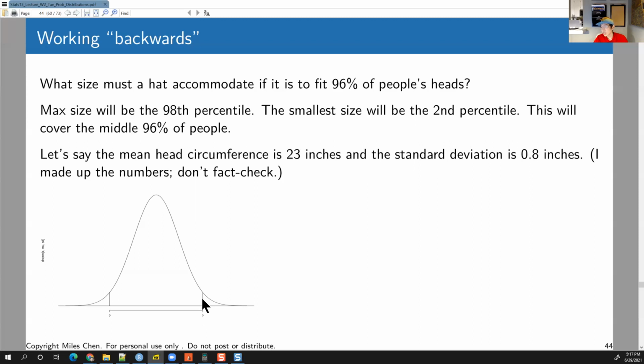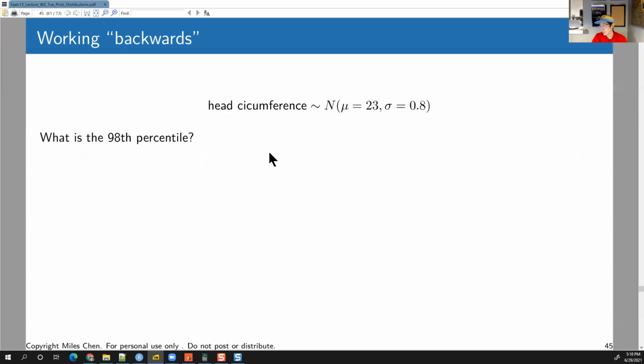All right, and again, I'm making up some numbers here, but just for simplicity, let's say the mean head circumference is 23 inches and the standard deviation is 0.8 inches. I don't know what it really is, so don't fact check me here. But let's say these are the numbers, and we're going to ask, what's the biggest size we have to make for our hat? So what's the 98th percentile for head circumference?